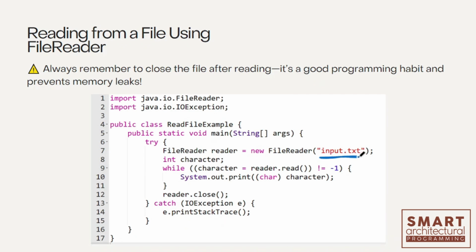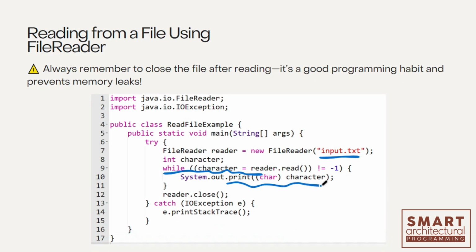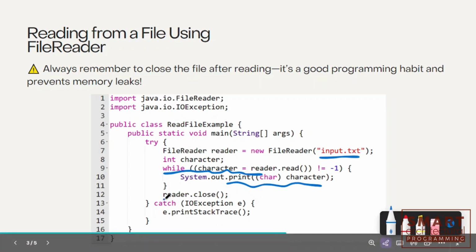It reads the file one character at a time. You'll see that here, while character equals reader.read not equal to -1. That's how we're reading one character in Java, and it prints each character to the console, and that's what System.out.print is doing here. Those are the important components of this code. Although you always need to remember to close a file after reading it. It's a good programming habit and prevents memory leaks, and you do that with reader.close.